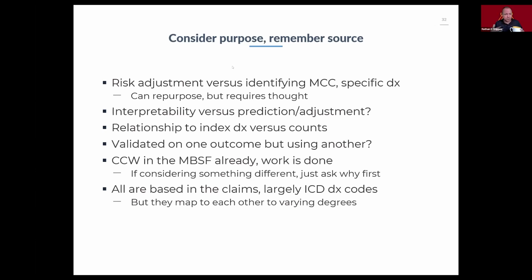Again, we just want to think of what's the purpose, why were they created, and how are we using them? Are we interested in their relationship to the index condition? So are we looking at comorbidities mainly because they're related to diabetes, for instance? Or are we just trying to get counts? Are we just trying to count things? What were they validated on originally? And are we using them for a slightly different outcome? If so, do we need to recalibrate? What population, also I should add, were they developed in, and are we using them in a different population? Are they going to have the kind of granularity in the population that we're looking at?